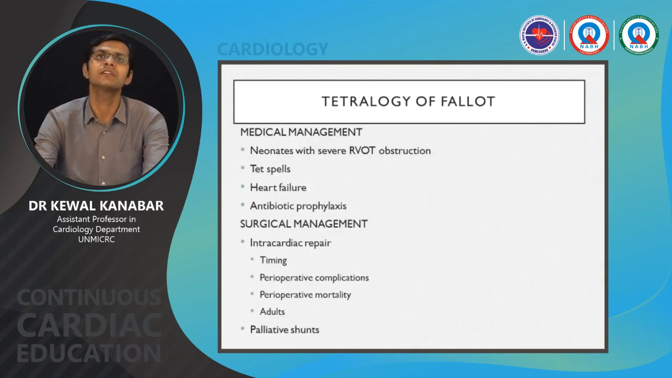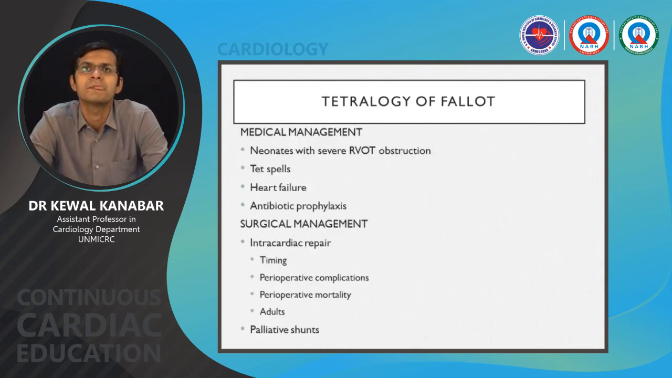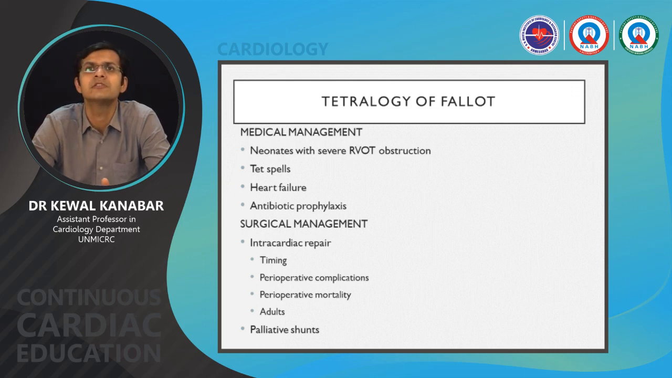Now, management of tetralogy is very important. So the management of spells is basically by calming them down. You can give them positions like a knee chest position, or you can put them in a squatting position. We give them beta blockers, particularly propranolol, which helps reduce the RVOT spasm. We give fluids and bicarbonate to counteract the hypoxemia and acidosis, and then we can give systemic vasopressors in order to maintain the systemic vascular resistance.